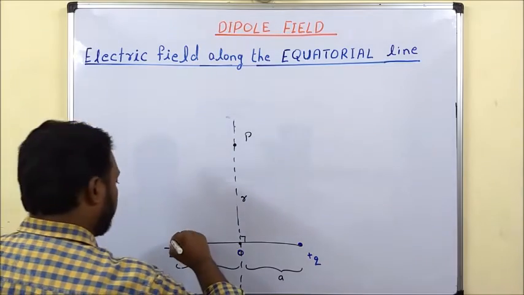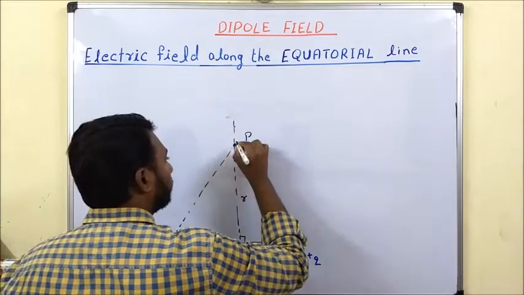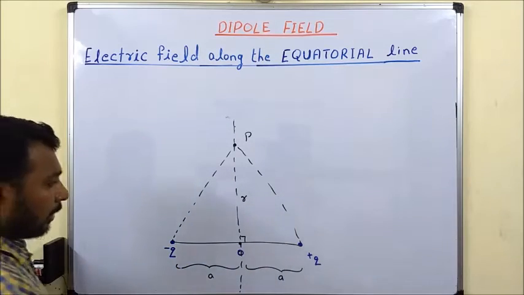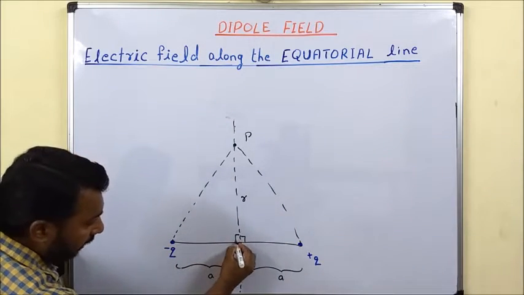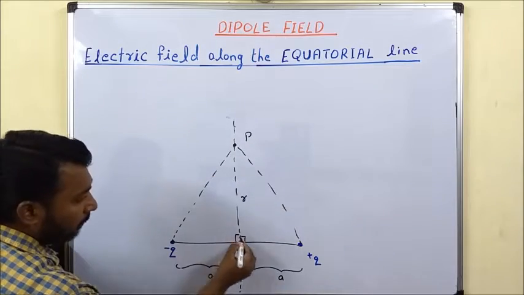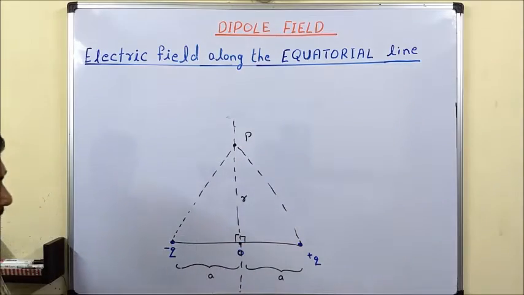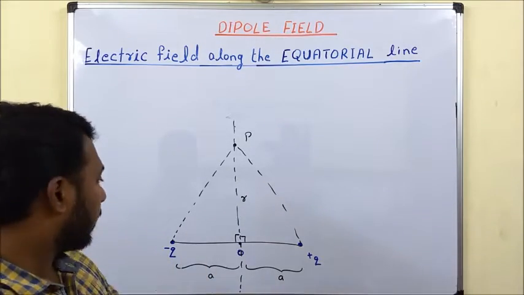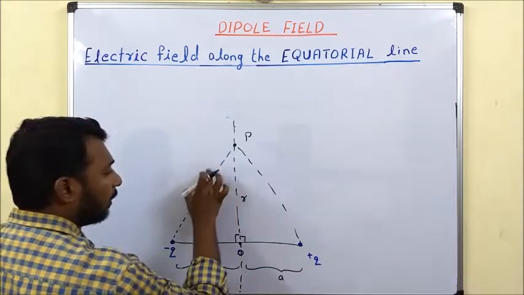And let me complete this triangle. This is a triangle. Now it is clear, look at this triangle. Both the triangles are right-angled triangles. Now what will be this distance? It will be the hypotenuse.